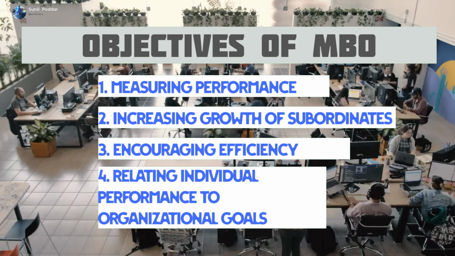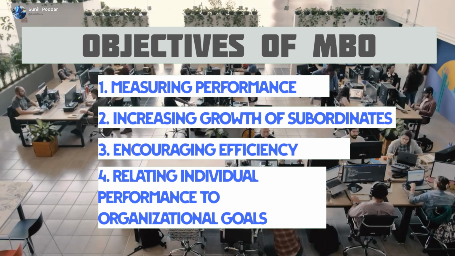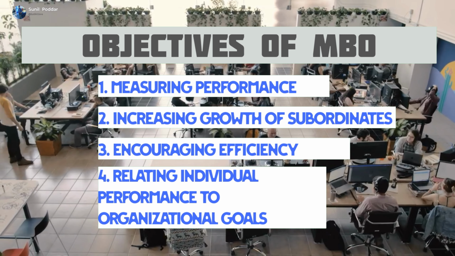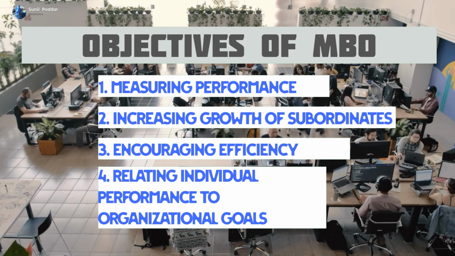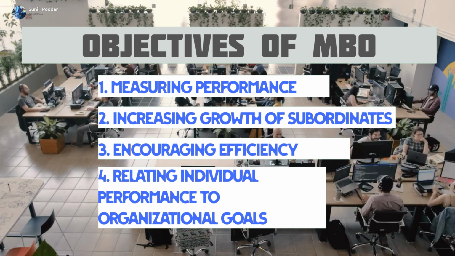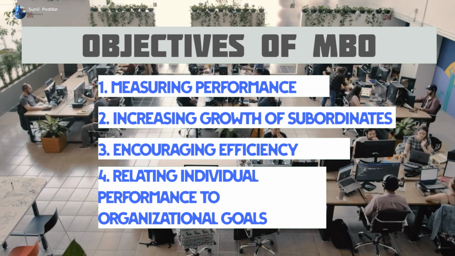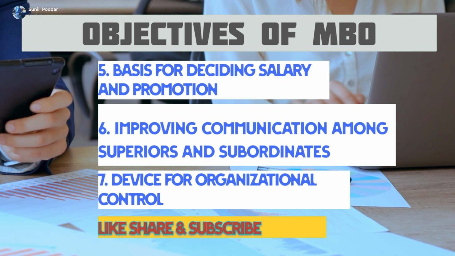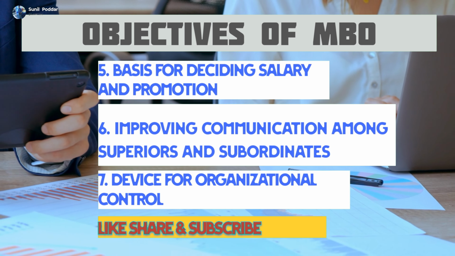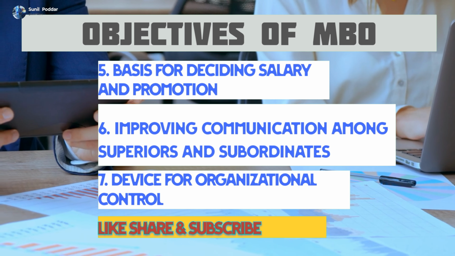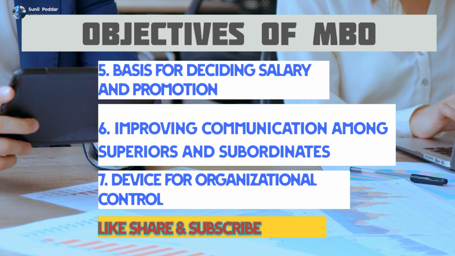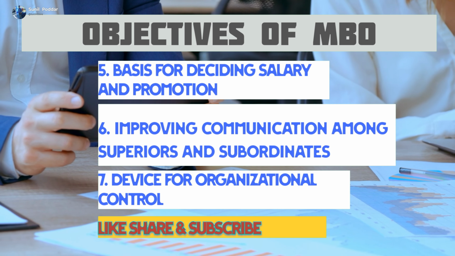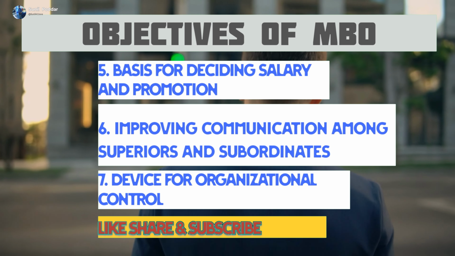Relating individual performance to organizational goals. MBO ensures that individual efforts contribute to broader company objectives. For example, a retail store manager's goal of increasing sales by 20% directly aligns with the company's overall revenue targets, ensuring everyone works towards common goals. Basis for deciding salary and promotion. Performance under MBO is a key factor in determining salary and promotion. For instance, in a financial company, an employee who meets all their financial analysis goals may receive a salary raise or promotion as a reward for their performance.